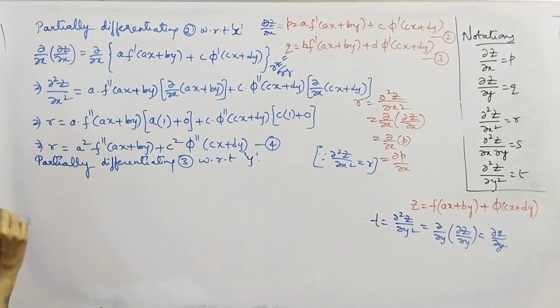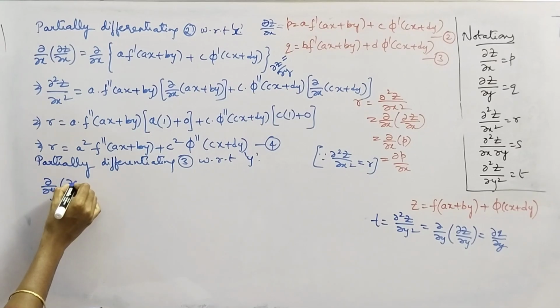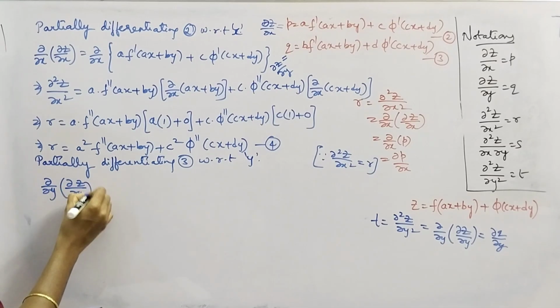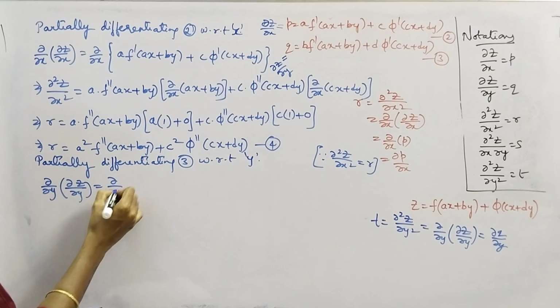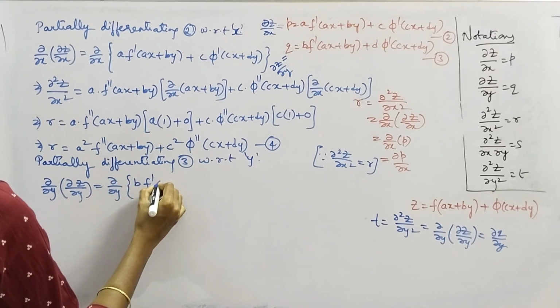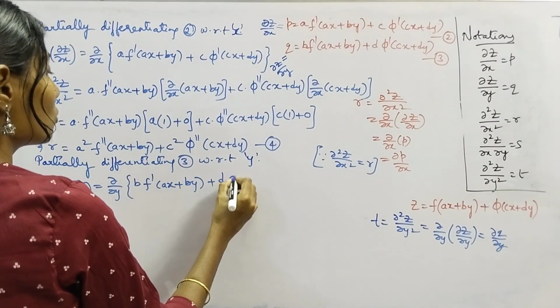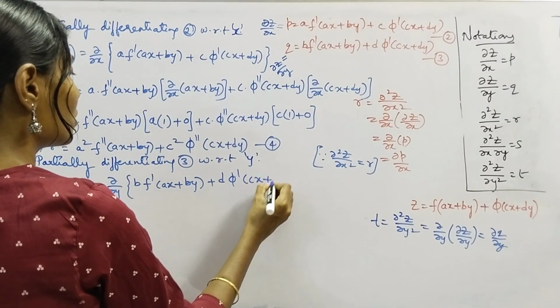Just apply ∂/∂y on both sides of 3. Instead of taking q, I'll take ∂z/∂y equal to ∂/∂y of the RHS part of 3. That is b into f' of (ax+by) plus d into φ' of (cx+dy).